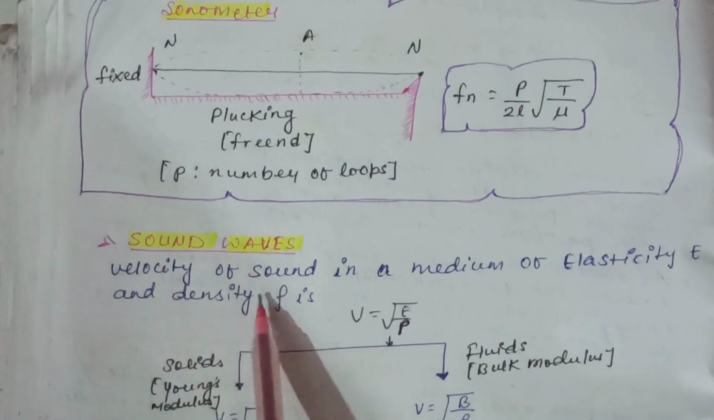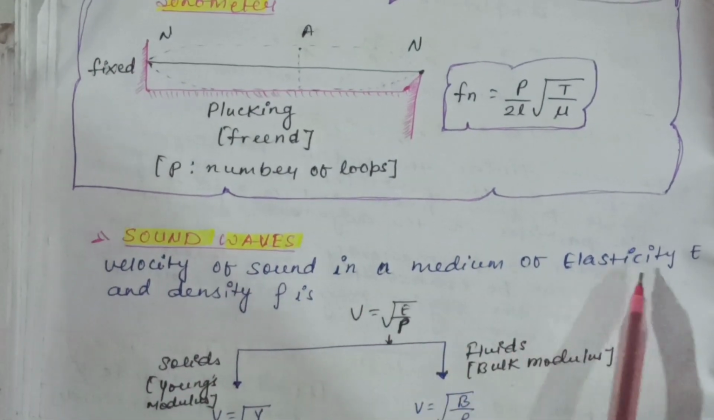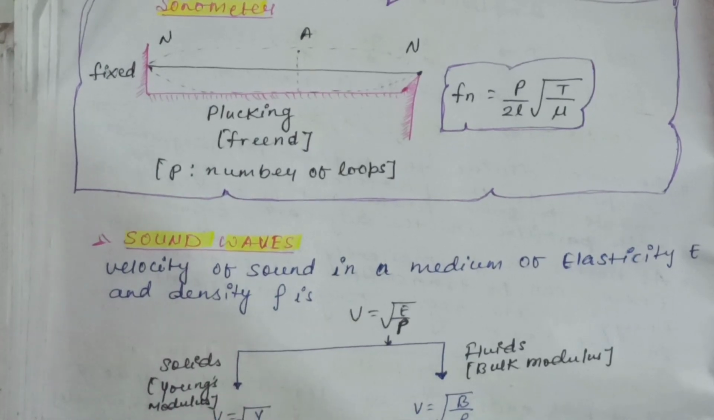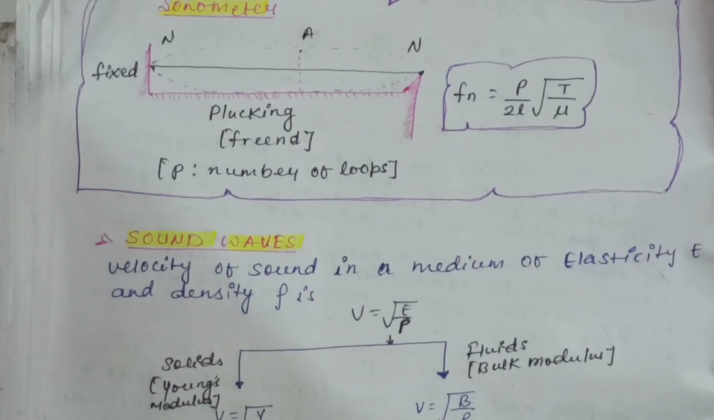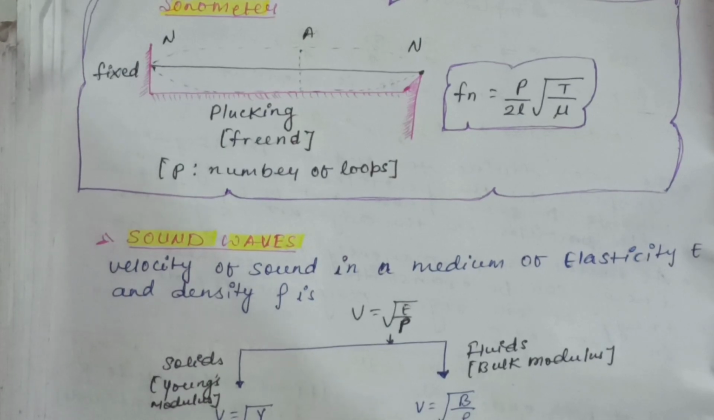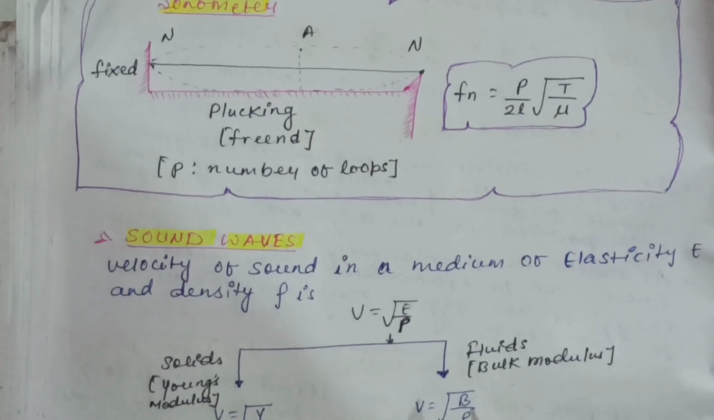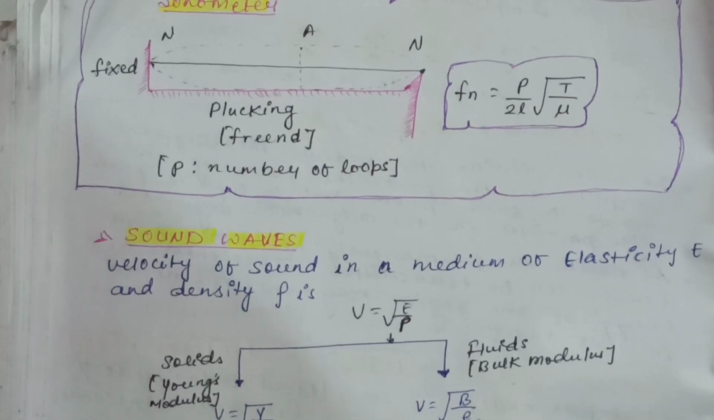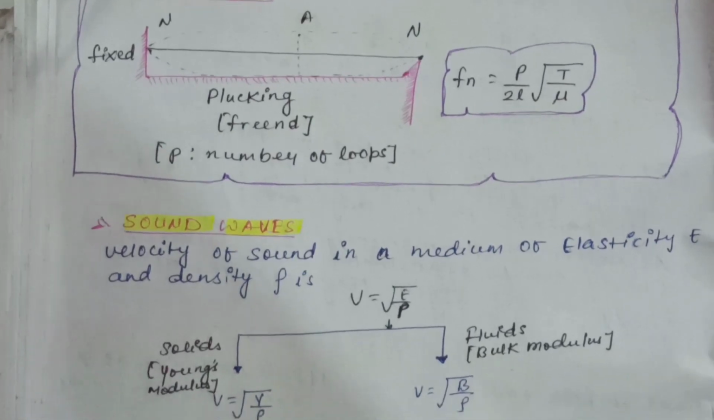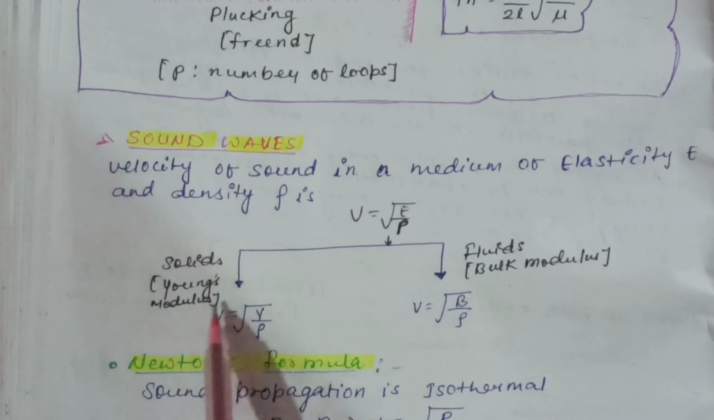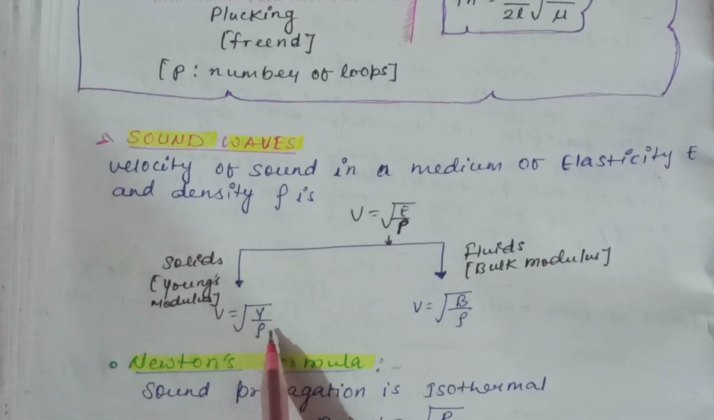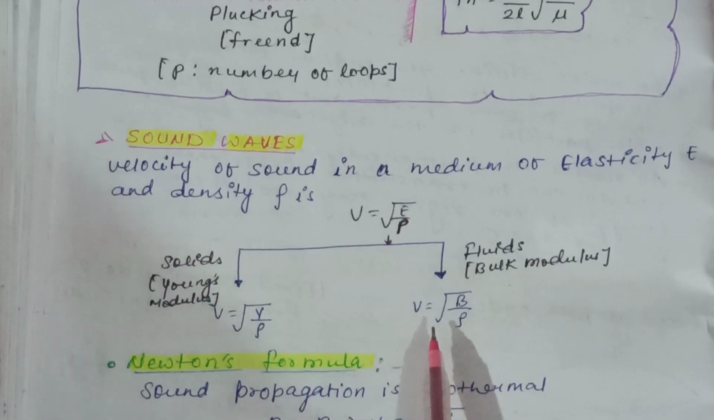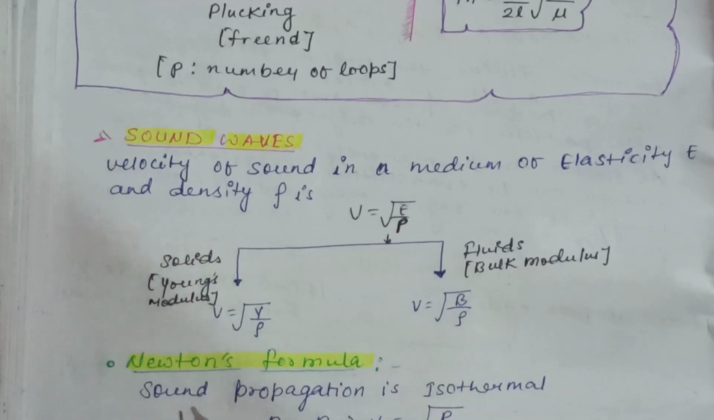Sound waves. Velocity of sound in a medium of elasticity E and density rho. Solid: Young's modulus, v is equal to under root Y upon rho. Fluid: bulk modulus, v is equal to under root beta upon rho.